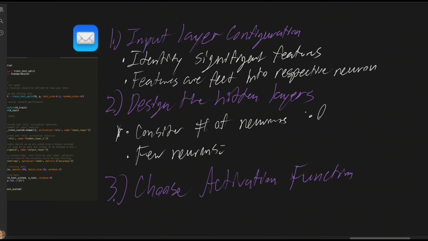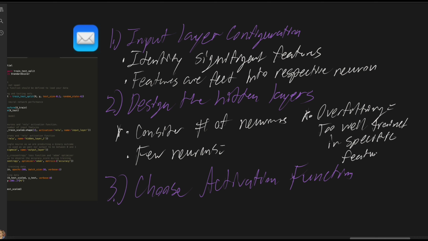So we're fitting too well to trained features, in specific features. Or too few neurons: few neurons are not able to categorize spam, or whatever context you want to put it.